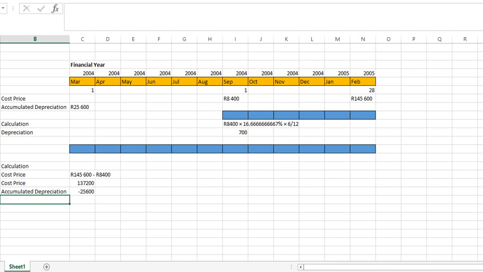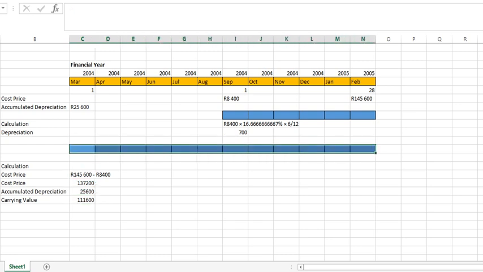And then we're using the diminishing balance method for depreciation. So that means we need to calculate our carrying value, and your carrying value is your cost price less your accumulated depreciation. So we're going to say here our cost price of 137,200 Rand less 25,600 Rand. So our carrying value is 111,600 Rand.